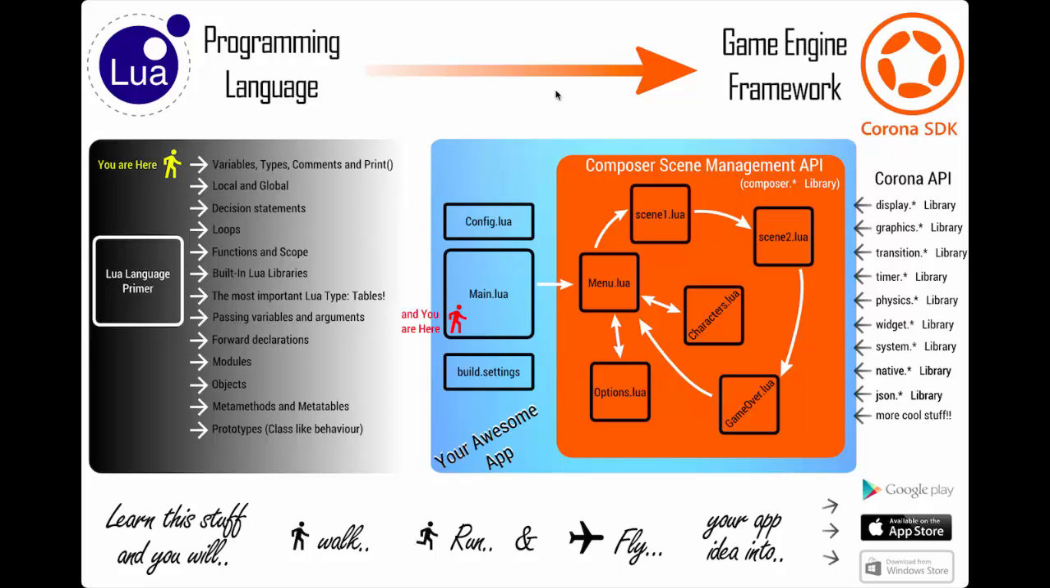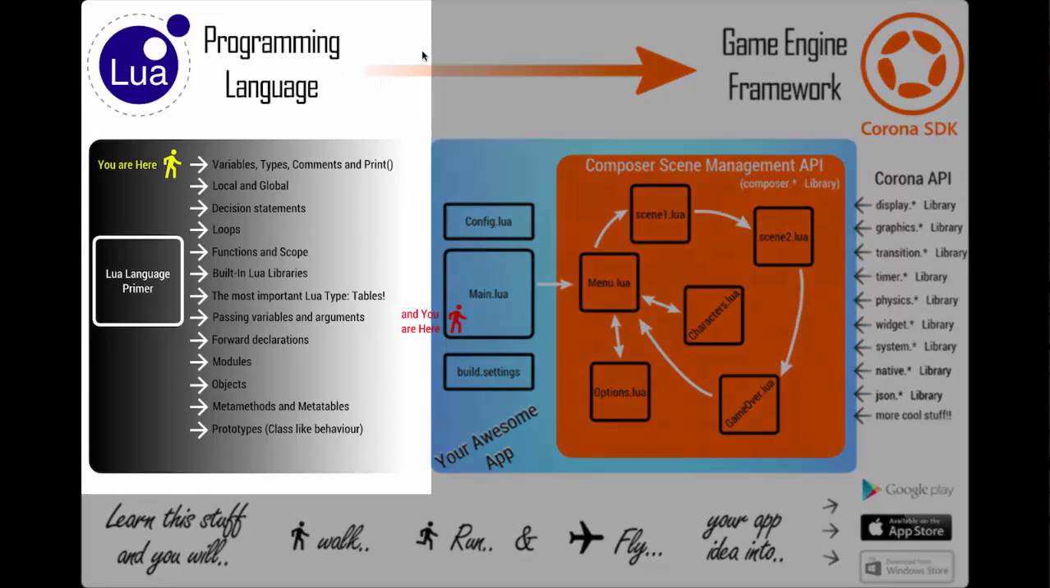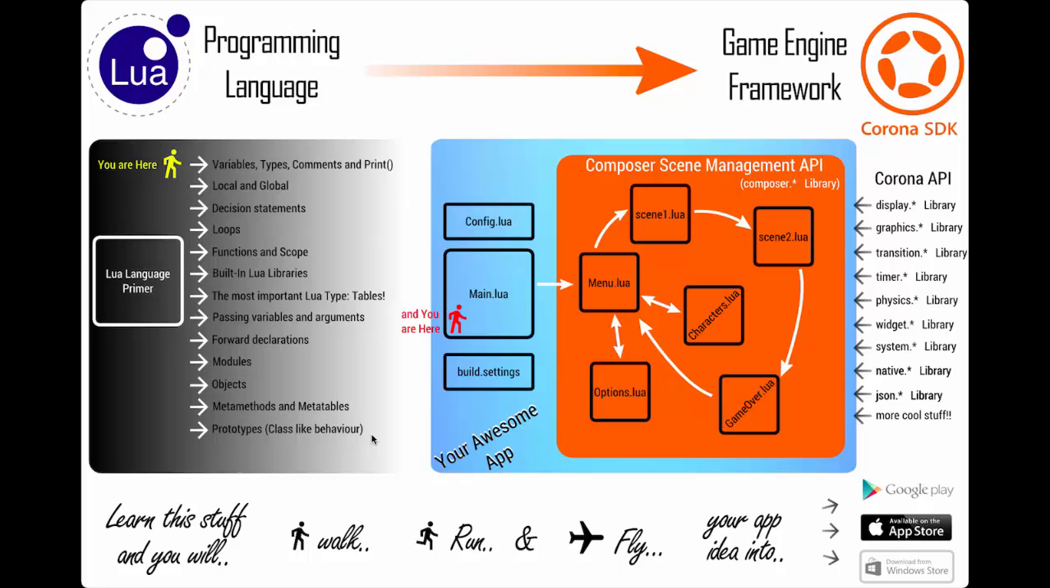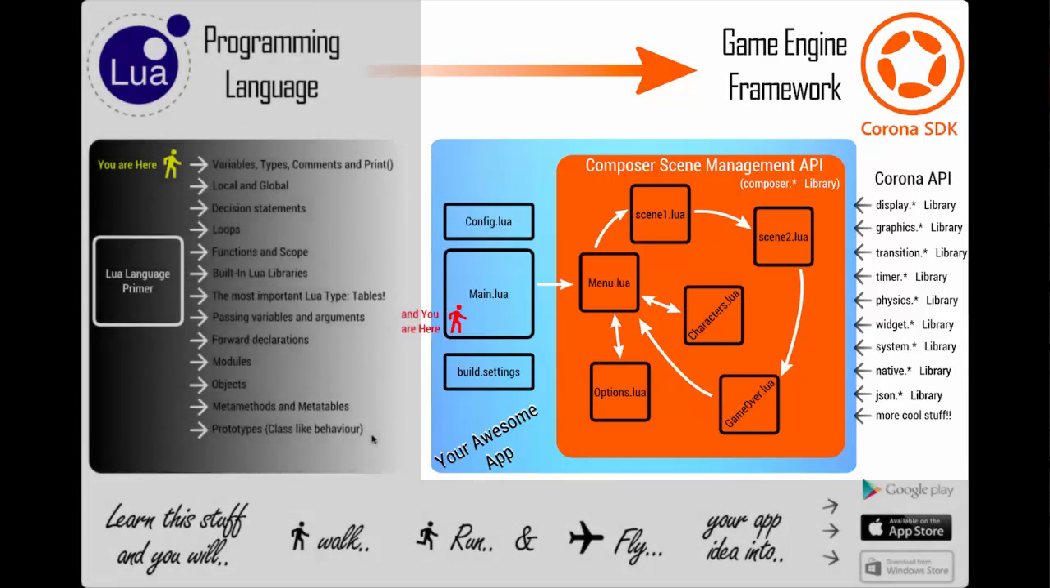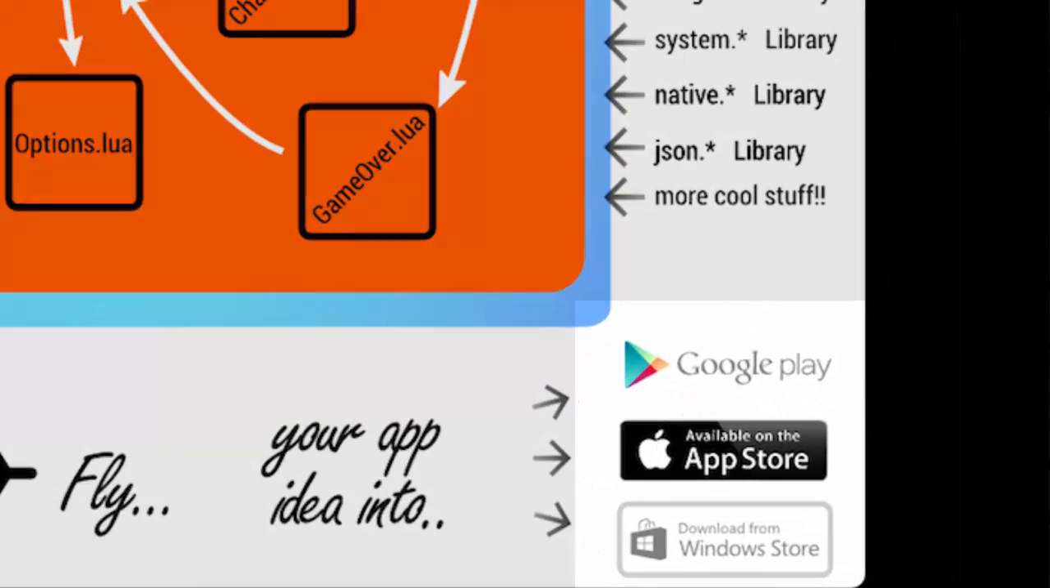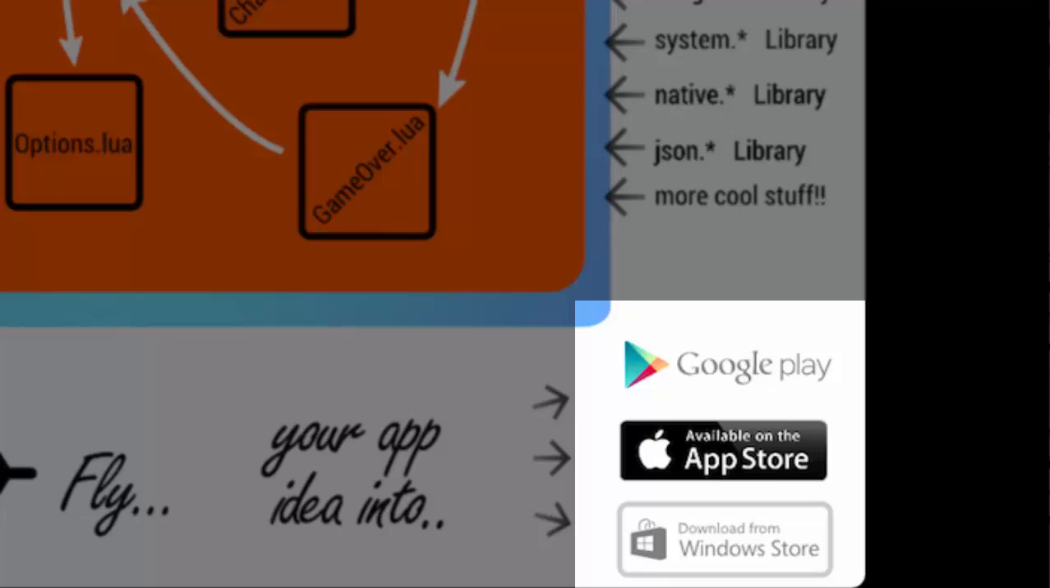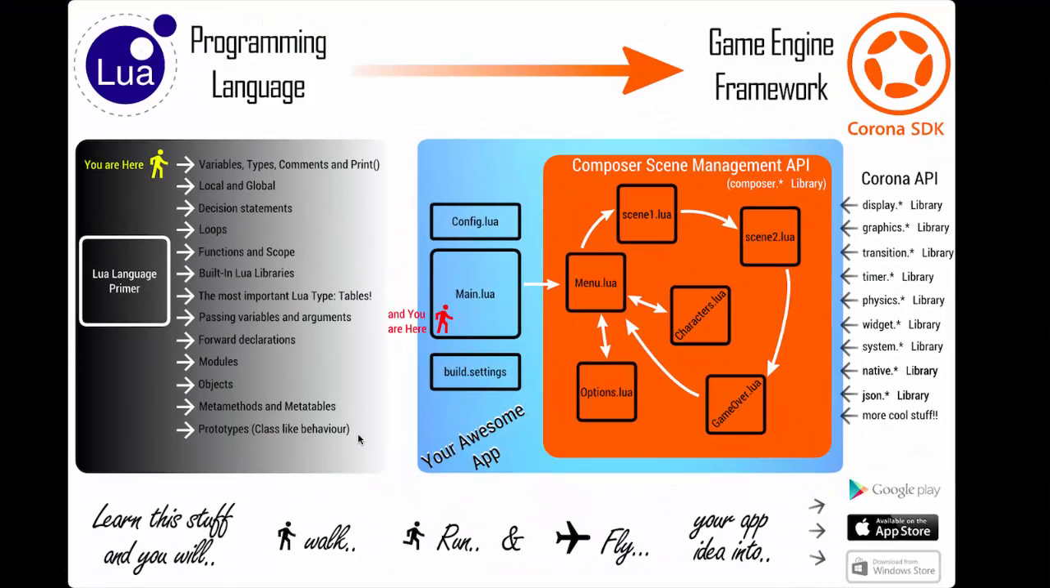And as you can see here on the left-hand side, we're going to be covering the basics and fundamentals of the Lua programming language. And on the right-hand side, we'll be moving more in towards how we use that language within the Corona SDK framework so that you guys can actually create really nice looking apps and games that you can publish into Google Play, the Apple App Store, and the Windows Store, or any other stores that you think you want to target. So that's sort of a high level overview.